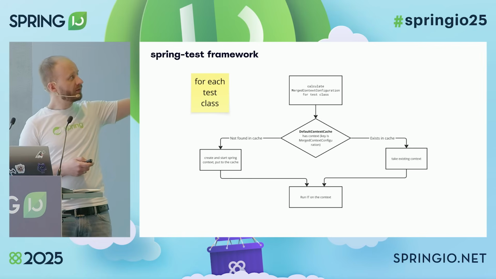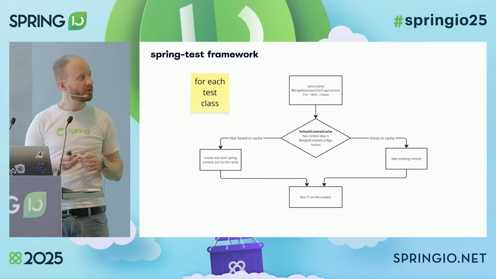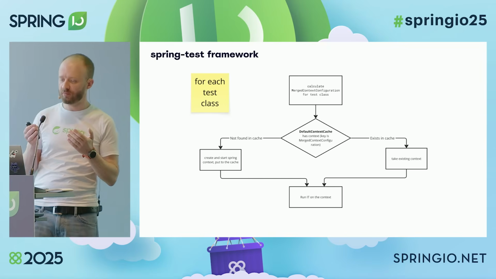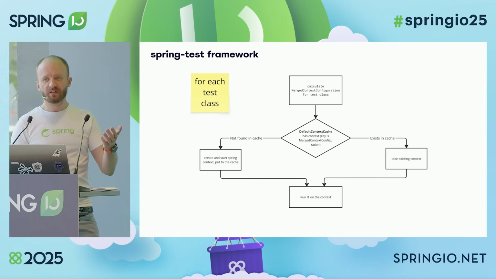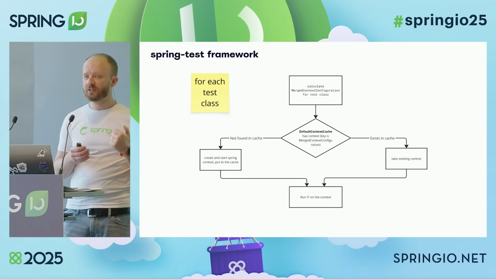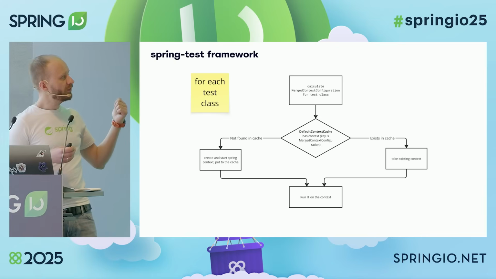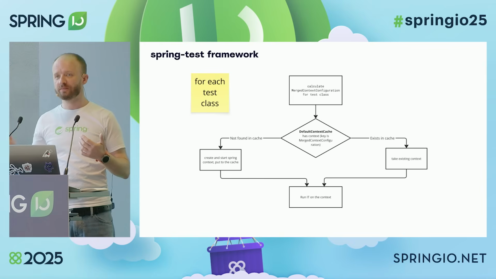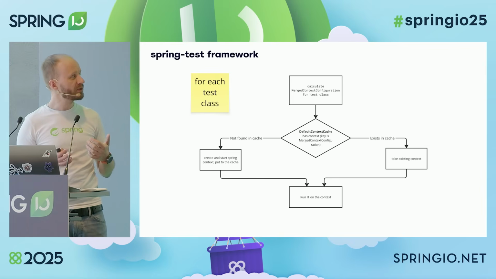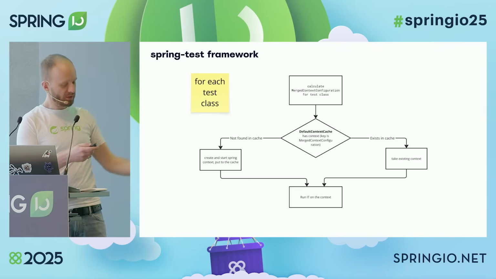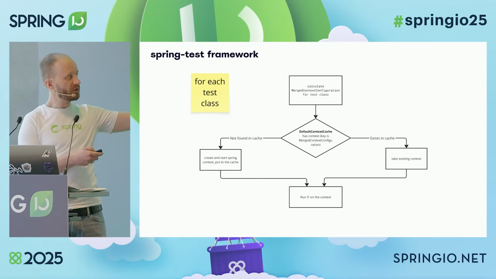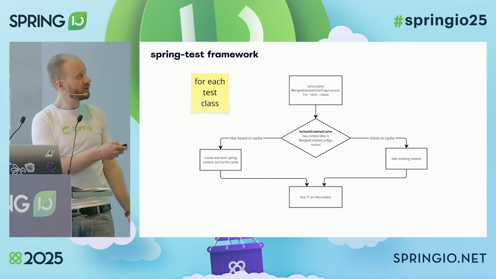Then this merged context configuration is used for the context cache, which works pretty simply. If there is an existing active Spring context, it's used for the test. Otherwise, Spring creates a new Spring context for this configuration and uses it for the test. Then the cycle repeats for each new test. And this cache is stored statically somewhere in the core of the Spring test framework.